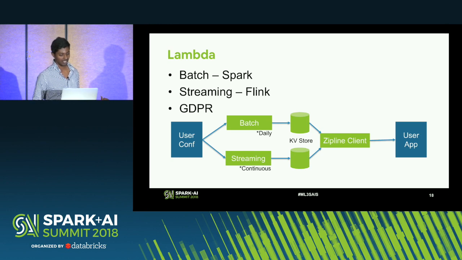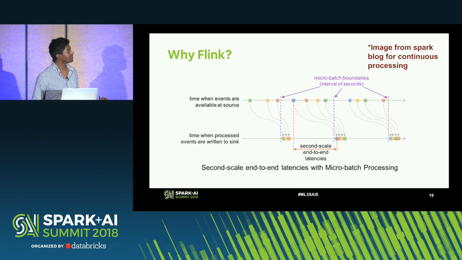So I'll address the streaming question now. Why are we using Flink instead of something like Spark? This image is taken from the Spark blog for continuous processing. It describes how micro batches create a lower bound on your latency, at a second scale. For fraud applications, you need to be at least in the millisecond scale of latency, because fraud is automated. It happens in a matter of milliseconds, and micro batches don't really work there.